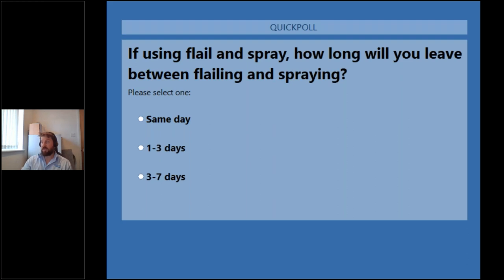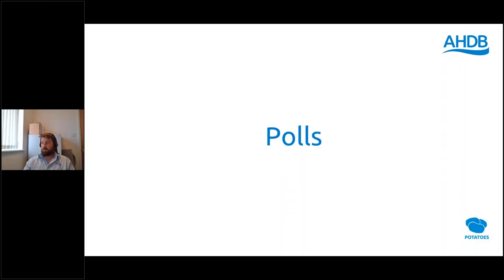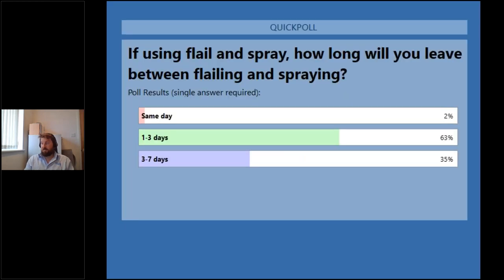We have one further poll to build on that. If you're using the flail and spray, which majority are, how long will you leave between flailing and spraying? Is it going to be the same day, 1 to 3 days, or 3 to 7 days? Numbers are coming in quite well. I think we can wrap it up there, Christian. So there, we have 63% of you following up within 1 to 3 days with your flail. So hopefully that will tie in nicely with what Mark wants to cover.